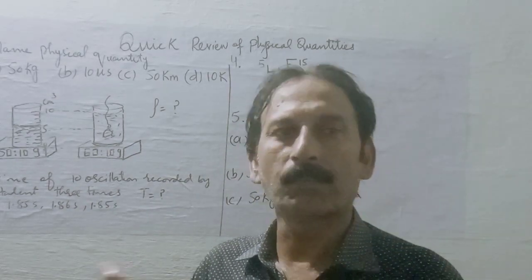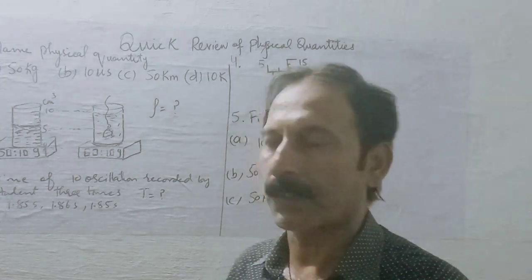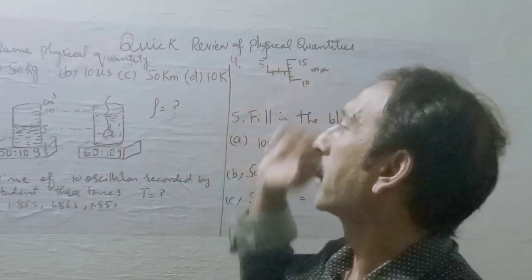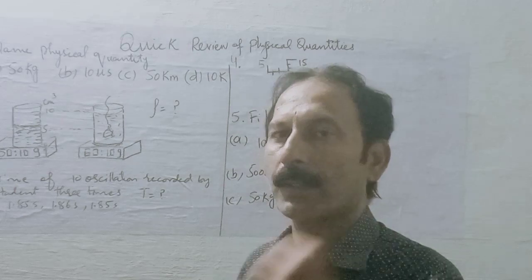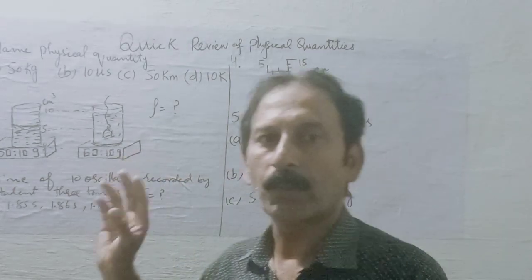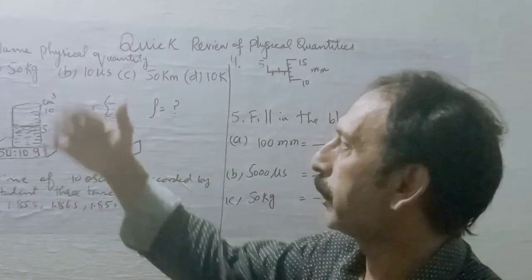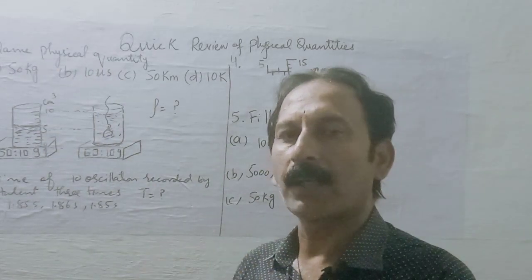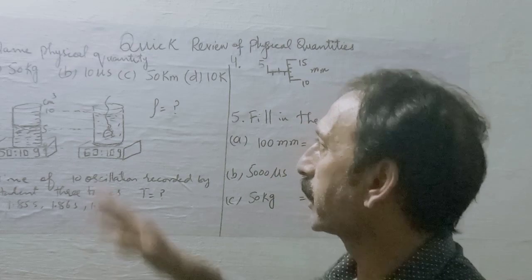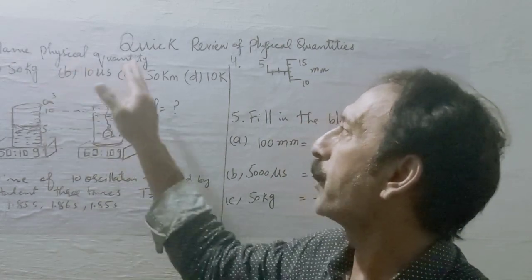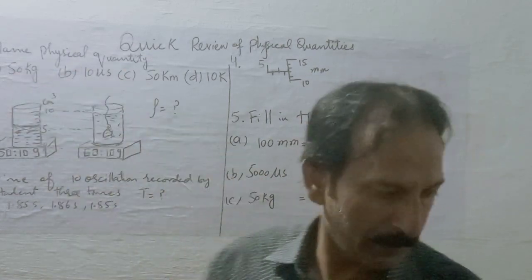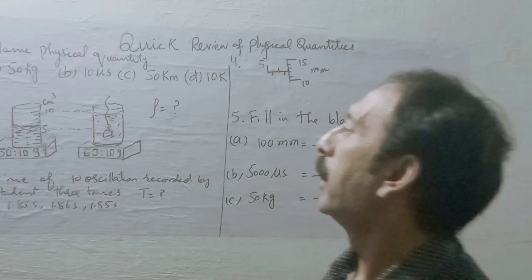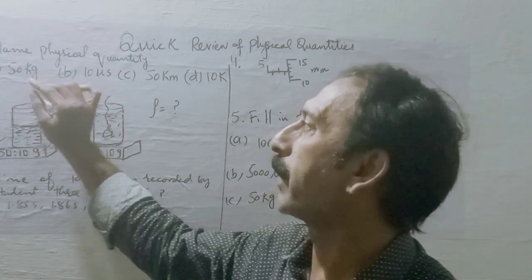I have made something for you to give a quick review about the topic number 1505 physics, and that is physical quantities. Boys, I will be shortly giving you this review. For example, the first question I have made for you is about the understanding of physical quantity. I have asked you here, name the physical quantities. For example, here part A, 50 gram.